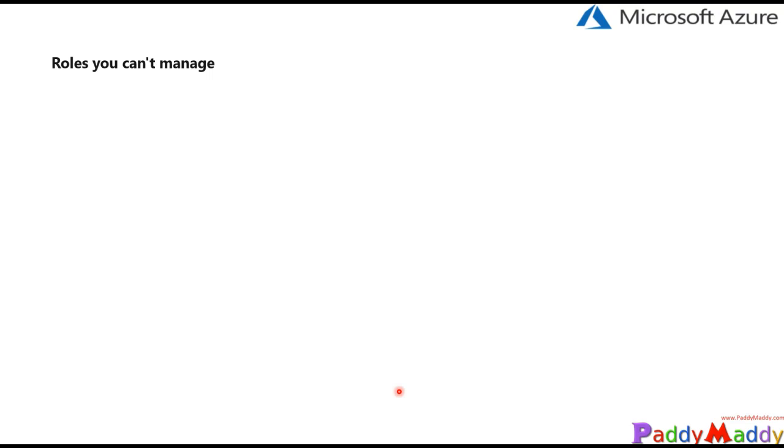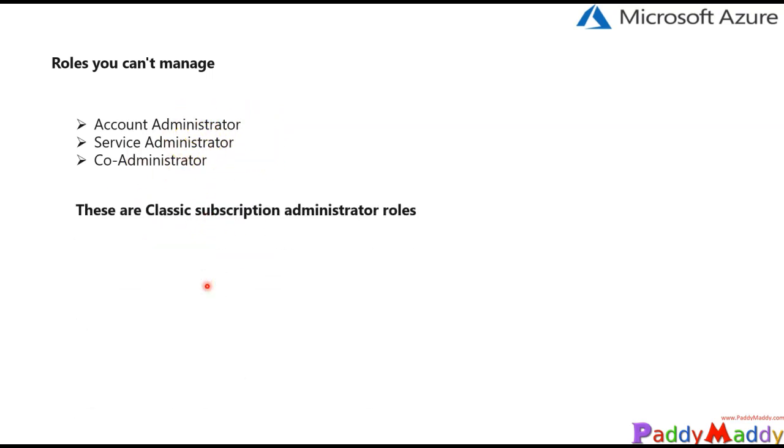Now let's plan how best you can deploy it. Before we deploy it, you can think about which roles you cannot assign. If you're planning to assign account administrator, service administrator or co-administrator, by the way, these three are from the classic subscription model. So if you are talking about the classic subscription administrator roles, then you cannot manage these roles with Privileged Identity Management.